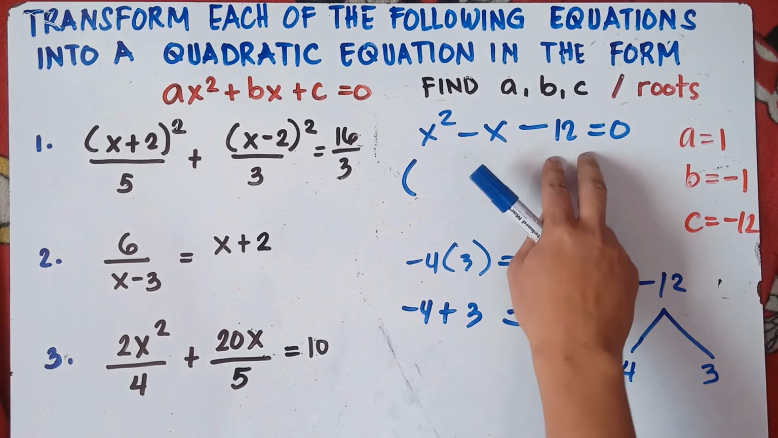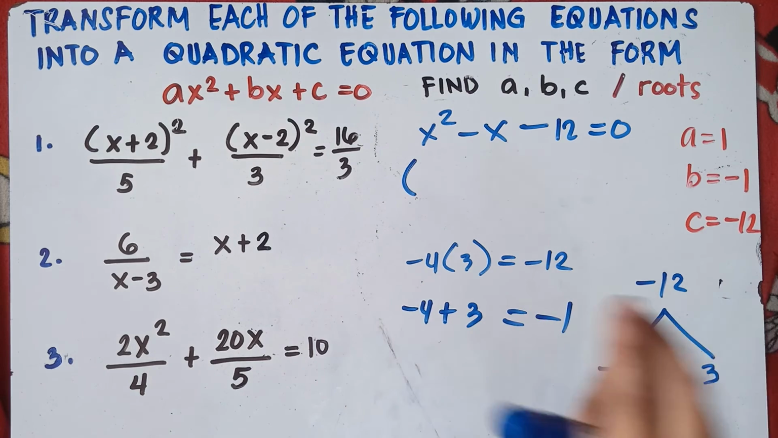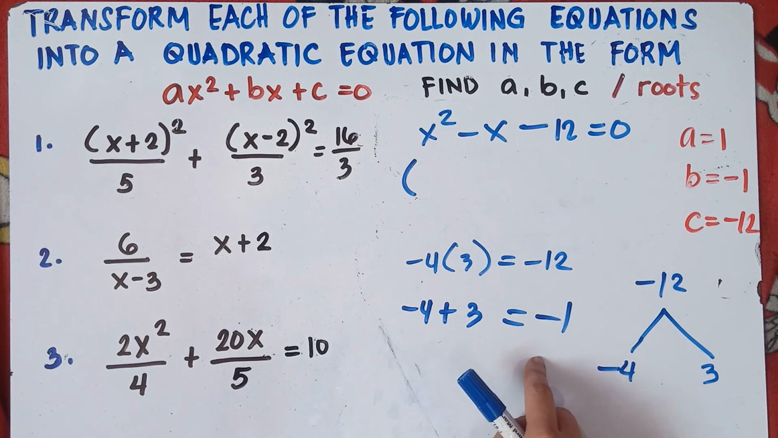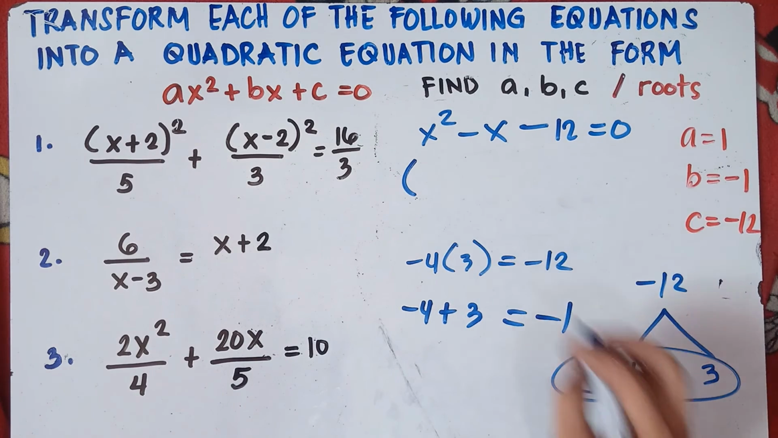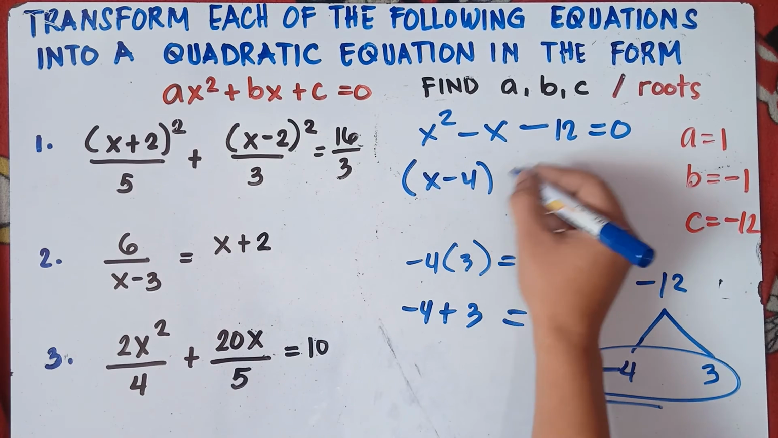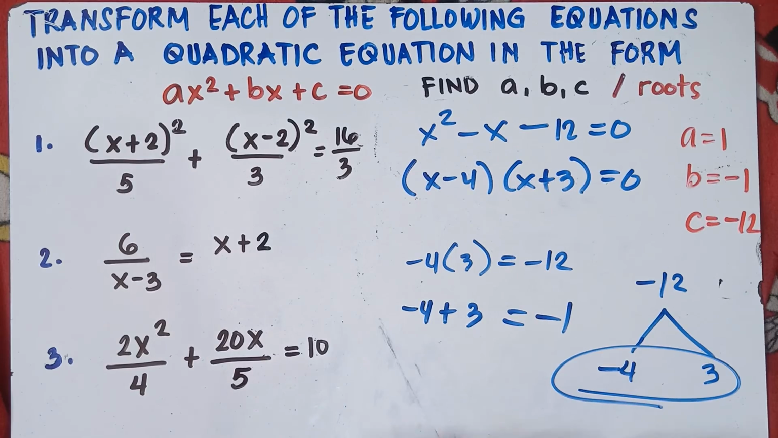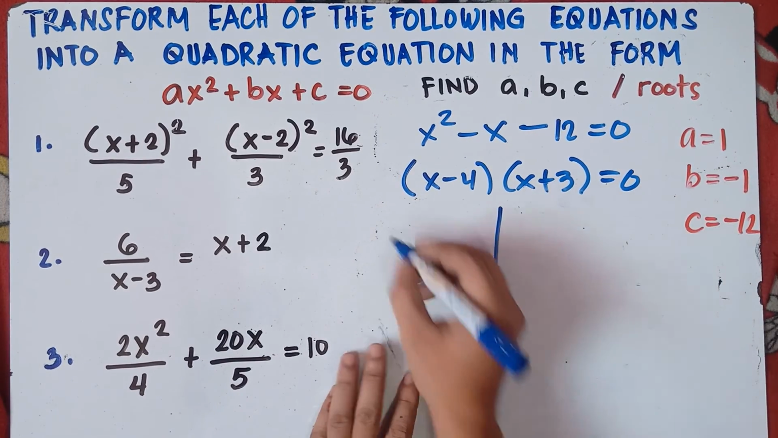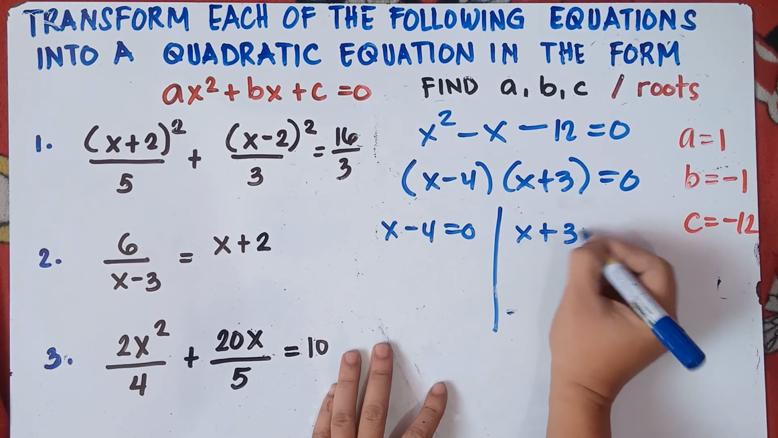Once again, class, to factor this out, you find two numbers that when you multiply the two numbers, you will get negative 12. When you combine, you will get negative 1. Of course, that is negative 4 and positive 3. So our factors will be x minus 4 and x plus 3 equals 0. Alright, and then you equate this one into 0 to find the roots. X minus 4 equals 0. X plus 3 equals 0.